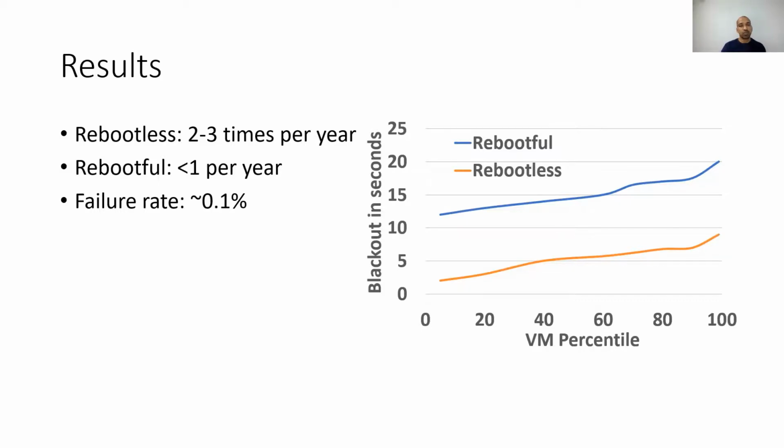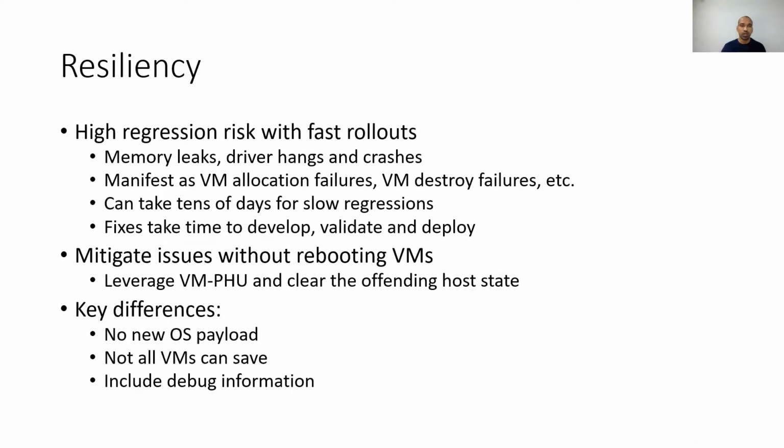On an average, we perform 2 to 3 rebootless updates and at most 1 reboot full update per year. We also notice a low failure rate of around 0.1%. These failures typically correspond to hardware failures. So far, we have discussed how we can perform fast updates and roll out quickly for a 0-day.